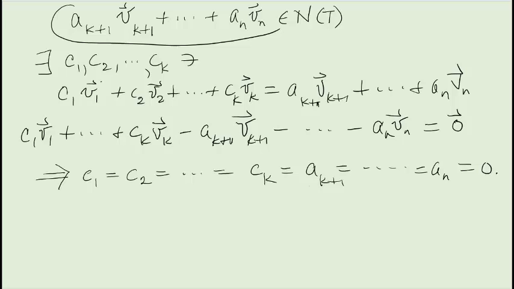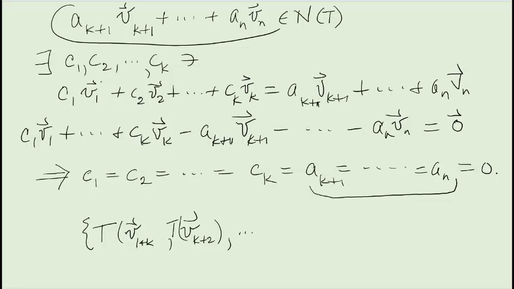We wanted A sub k plus 1 through A sub n to be equal to 0, to give us the fact that this set T of V sub k plus 1, T of V sub k plus 2, dot, dot, dot, T of V sub n is linearly independent.